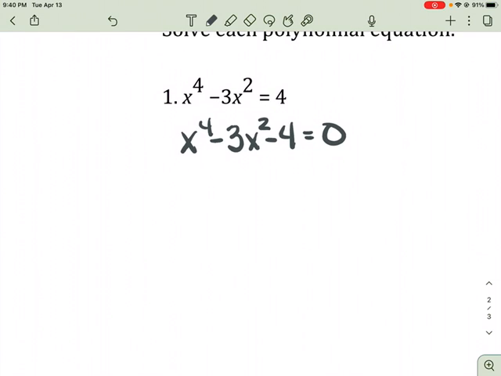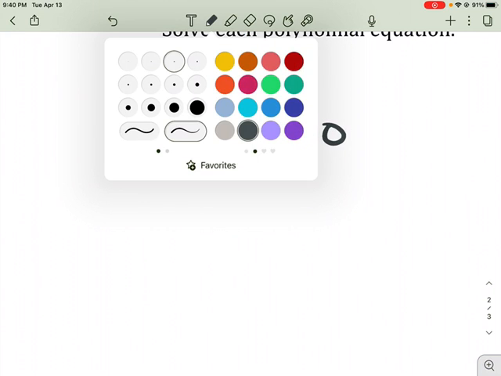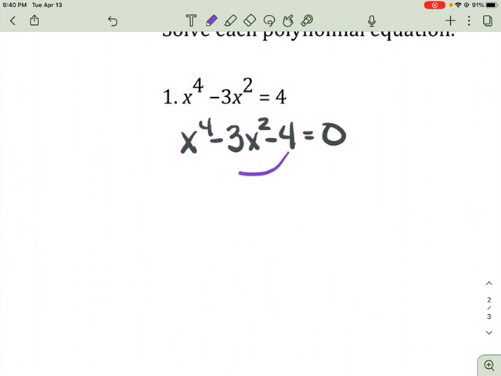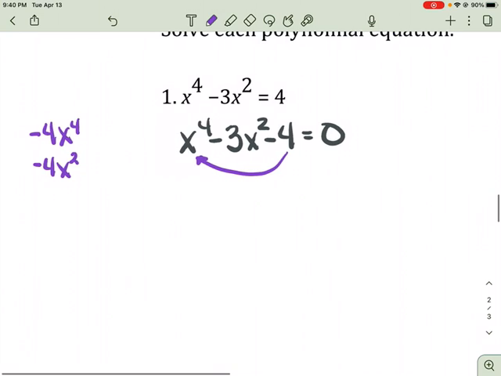Okay, so we're going to factor this just like we did the other one: split, distribute, or box. So I'm going to do box with this one. I'm going to multiply first and last. Okay, so that's -4x to the 4th. So we need factors of -4x to the 4th that add up to -3x squared. We're going to just keep doing the same thing that we did before.